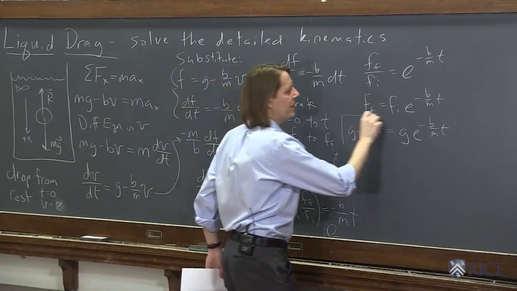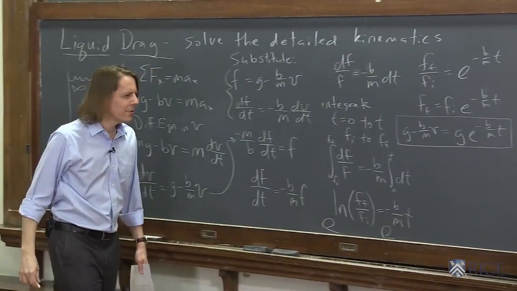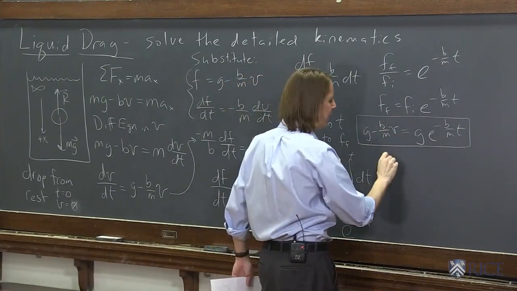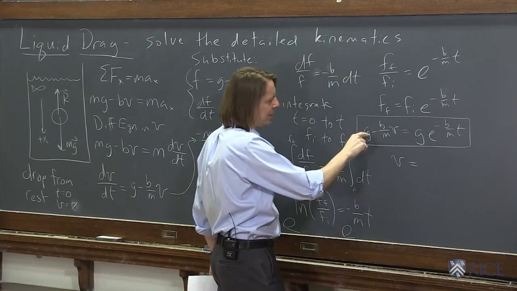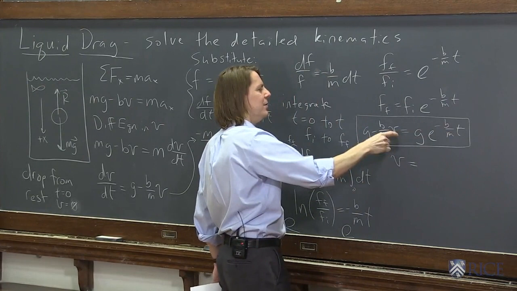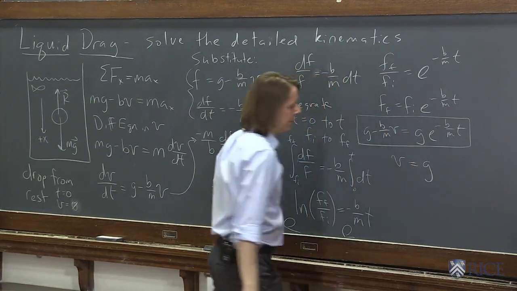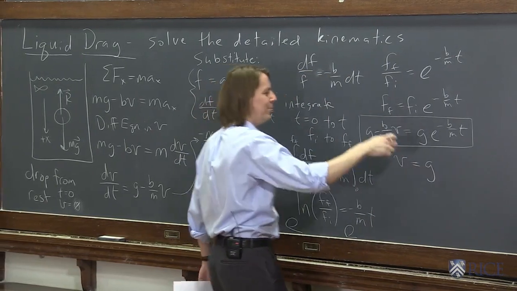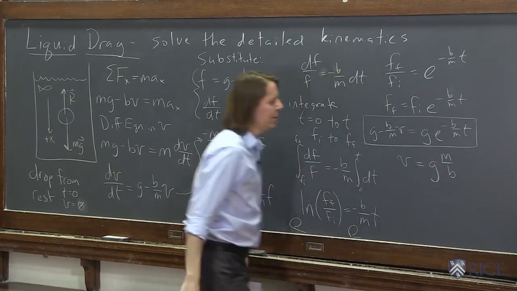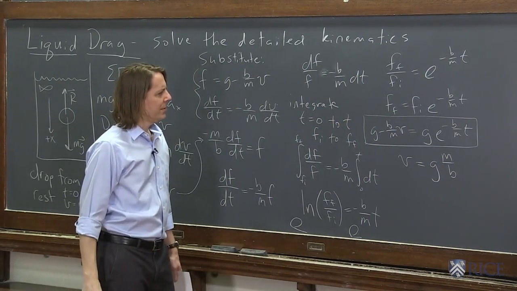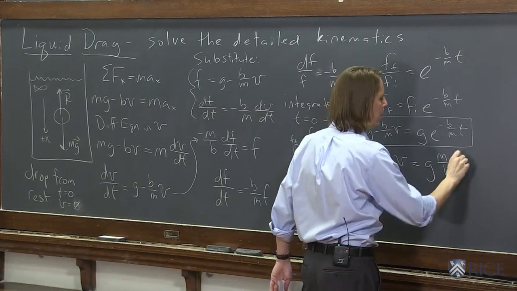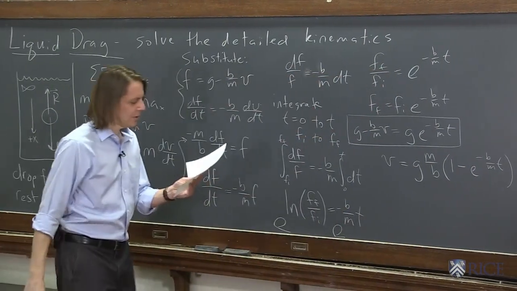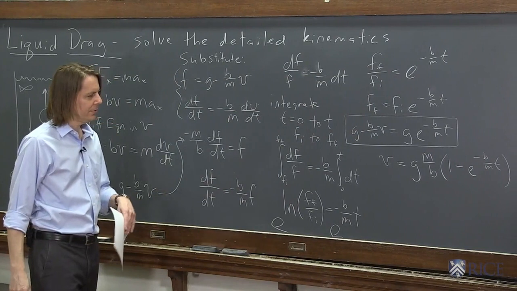So this really is our answer, but it's in a weird form. Here's our v that we want, and we could isolate it. We want to solve this for v, so we bring this over here to make it positive, this becomes negative, and we pull out a g. And then we also have to bring the m over b, m over b, that's got to be there. And then we end up with 1 minus e to the minus b over m t. Looks something like that. Yes, g over b, very good.